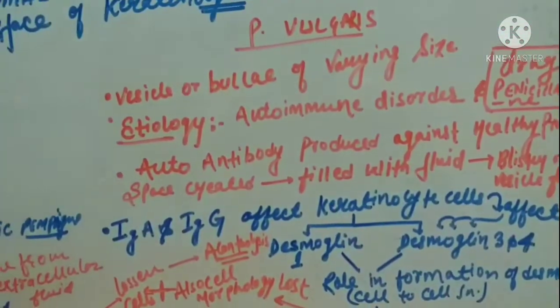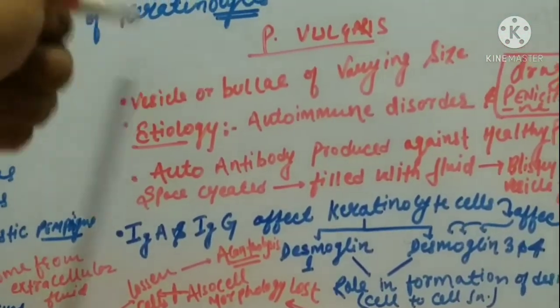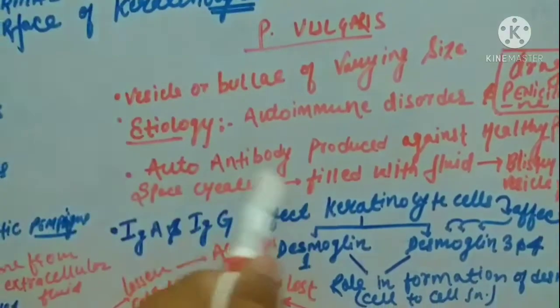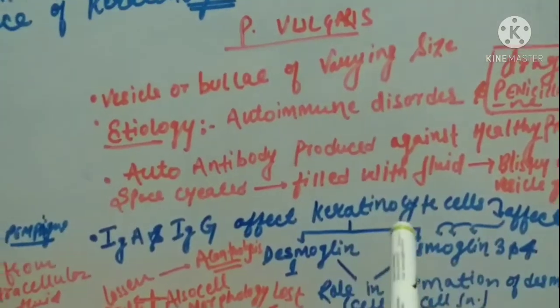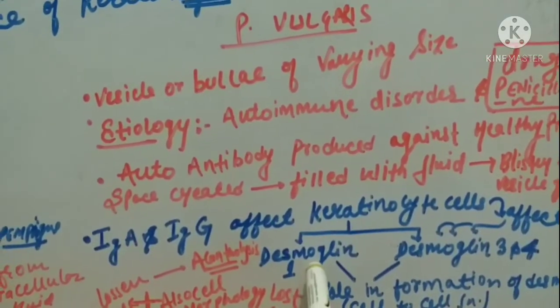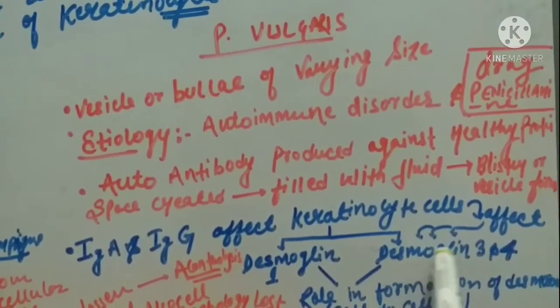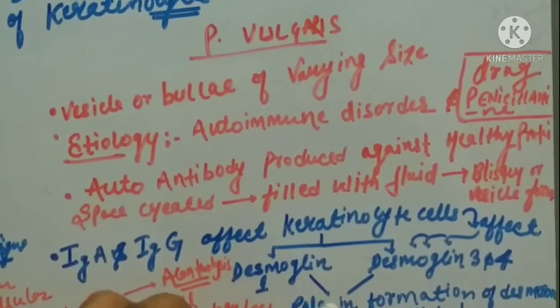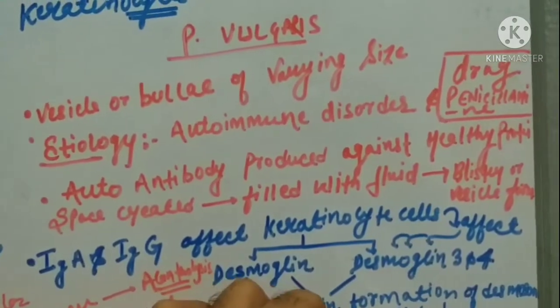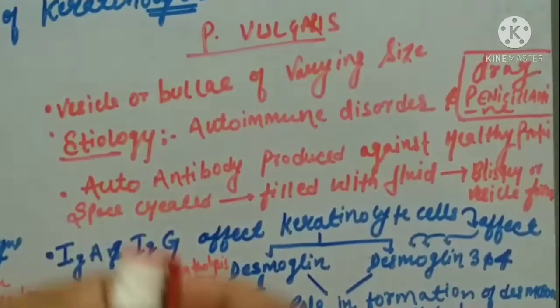Now the keratinocyte, which I have already told you we will discuss later. They are going to affect the keratinocyte cell. Those keratinocyte cells contain proteins: desmoglein 1, desmoglein 3 and desmoglein 4. These are the proteins required for the cell to cell junction, that is, desmosome formation.